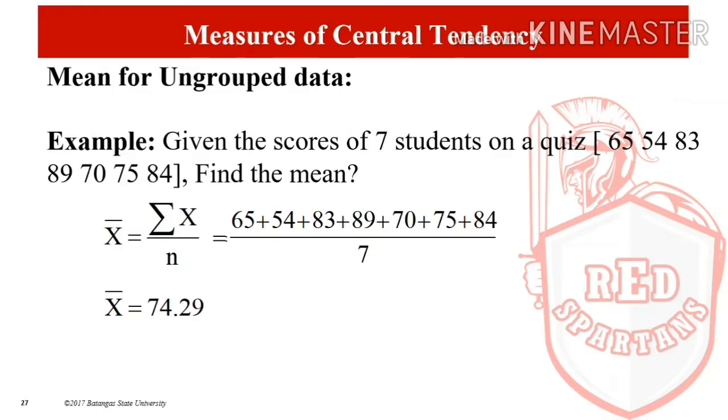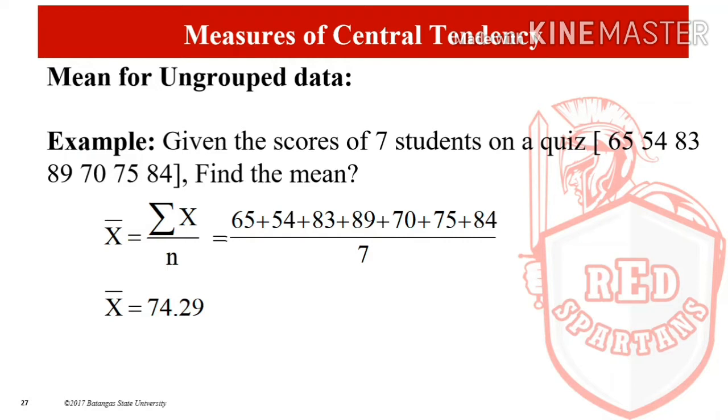So let us proceed for an example, mean for ungrouped data. So ito ay parang review na lang since tingin ko ito ay napagdaanan na from previous course in Mathematics in the Modern World. So example, given the scores of 7 students on a quiz: 65, 54, 83, 89, 70, 75, and 84. Find the mean. So class, kitang-kita natin na yung ating example ay ungrouped data, kasi hindi naman sinasabi sa problem kung siya ay grouped or ungrouped data. So, siya din ay sample.